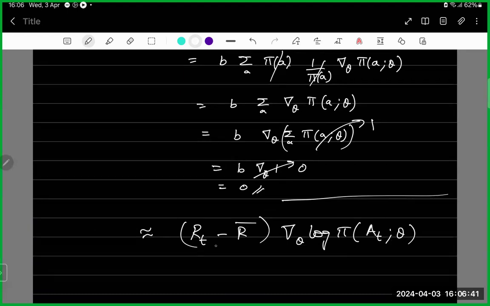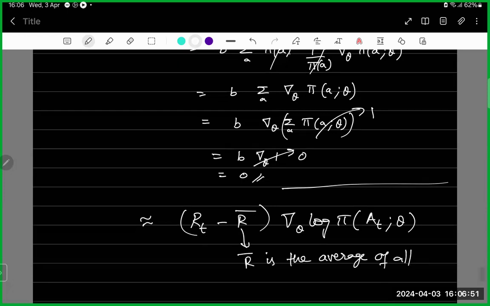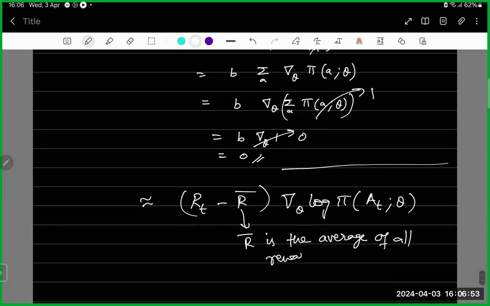You just take this as your stochastic gradient. Instead of using RT, you substitute RT minus R bar, where R bar is the average of all rewards, irrespective of all rewards in the sense that the rewards that you got for taking any action, not necessarily A. Okay. The sample average of all rewards.